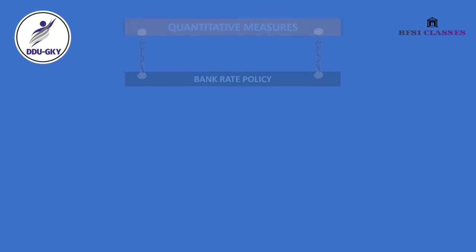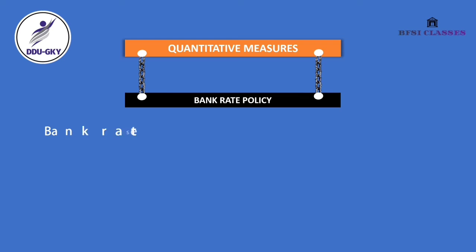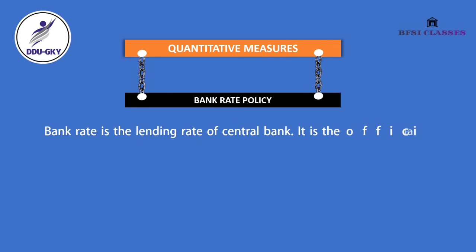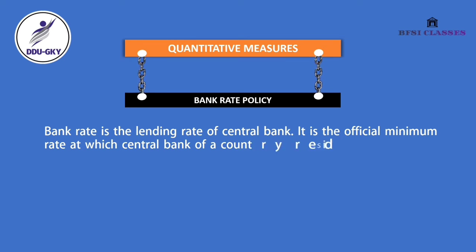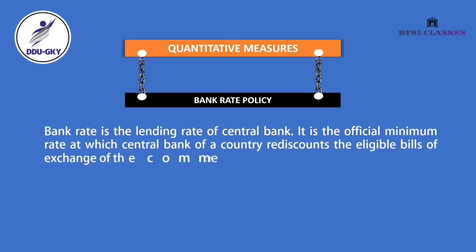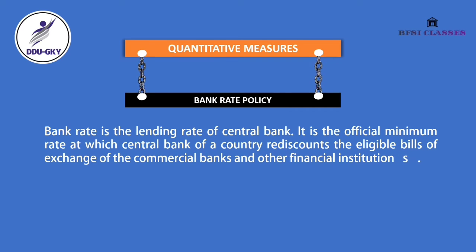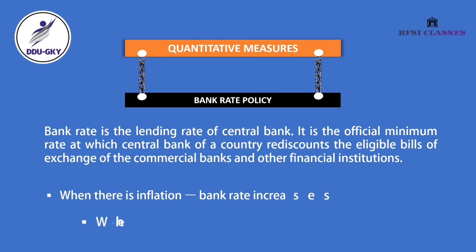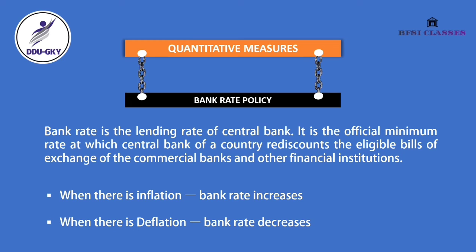First one, bank rate policy. Bank rate is the lending rate of the central bank. It is the official minimum rate at which the central bank of a country rediscounts the eligible bills of exchange of the commercial banks and other financial institutions. RBI either increases or decreases the bank rate to adjust money supply imbalances. In times of inflation, RBI increases the bank rate, and in times of deflation, RBI decreases the bank rate.